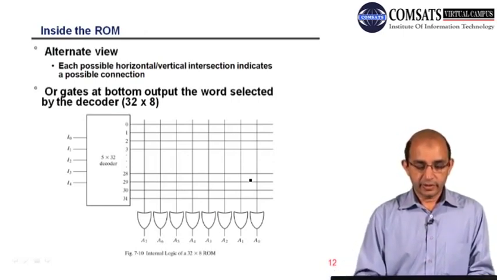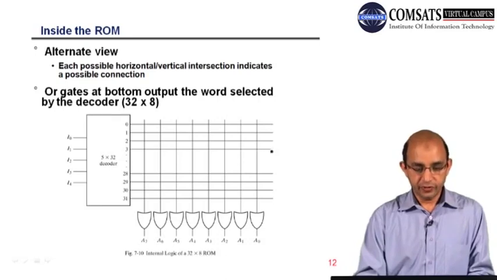So you can see an alternative view. We have horizontal lines and vertical lines. So these are the rows and these are the columns. At the bottom we have OR gates, and the outputs of those OR gates represent the output of the word that has been selected. So here we have 32 distinct and unique locations, regarding our different outputs.